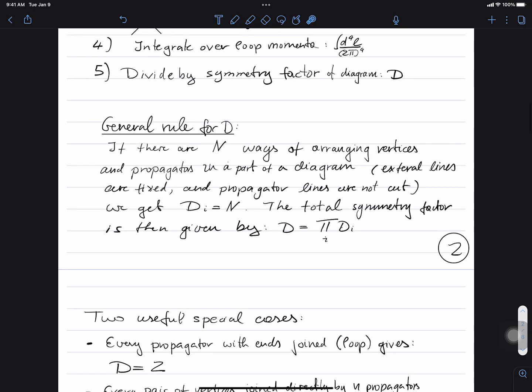And the rule for getting the factor D is: if there are n ways of arranging vertices and propagators in a part of a diagram, in each subpart of the diagram, the external lines are fixed, but the internal lines can be rearranged. So if there are n ways of arranging the diagram in this subpart, we get a symmetry factor d_i of this subpart that is equal to n, the n ways of arranging vertices and lines. And the total symmetry factor is the product of all of those d factors of the sub-diagrams, which we then have to divide by.